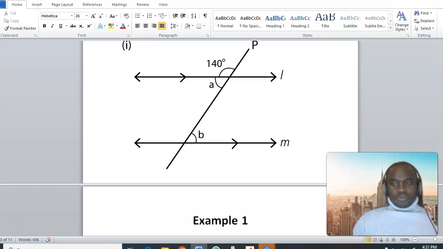Okay, we are going to look at another example. So this is the correction. We are done with the correction. Let's look at the examples.